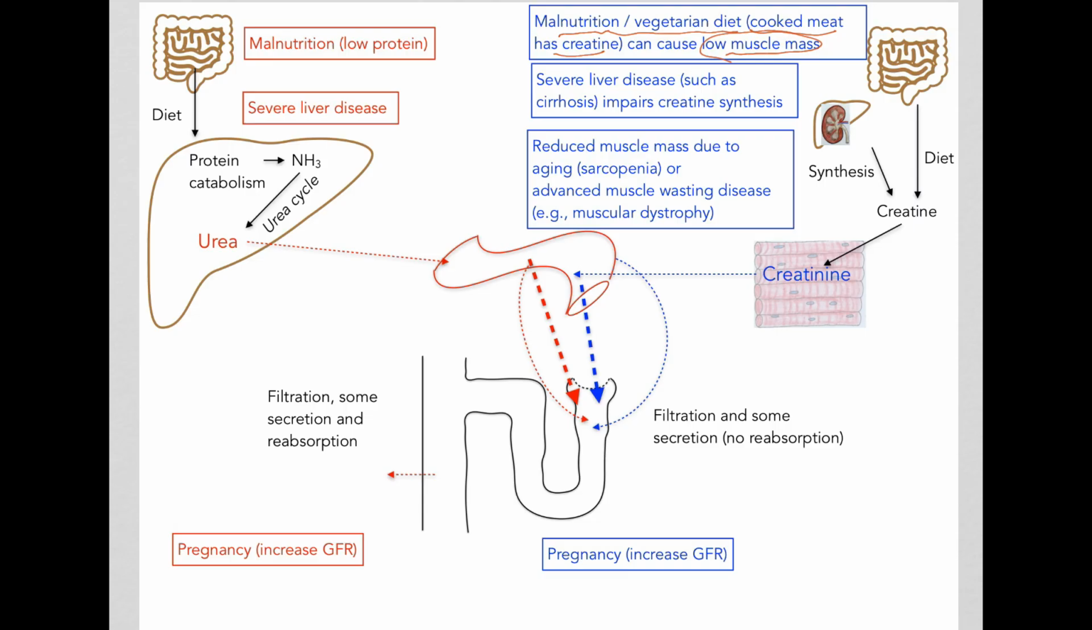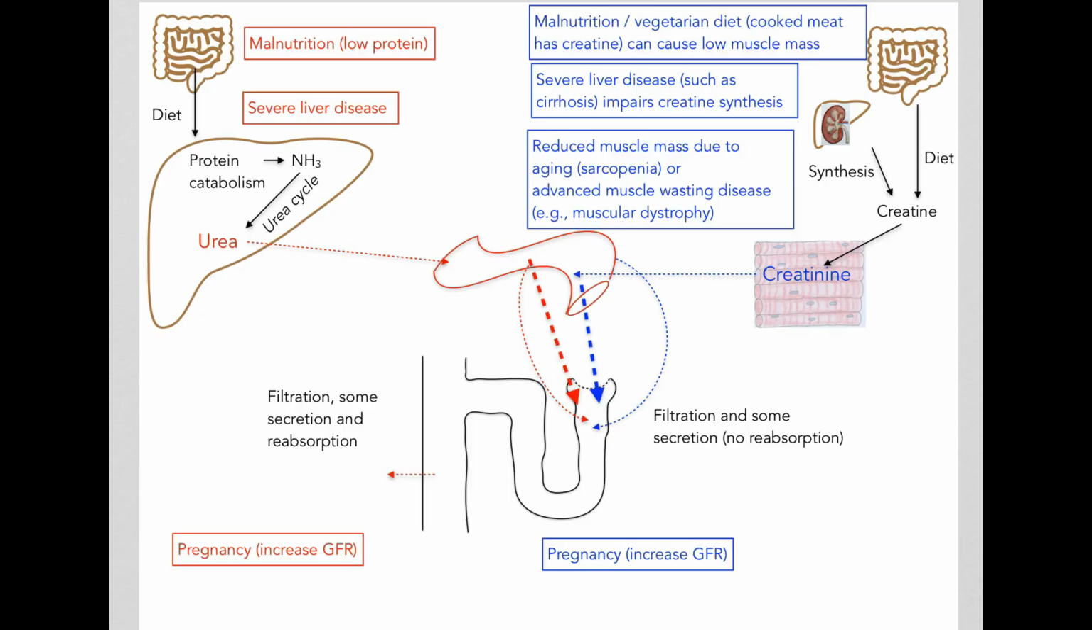Another reason one can get low creatinine is liver disease, because as we mentioned earlier, creatinine comes from not only the diet but also synthesis by the liver. Anything that causes reduced muscle mass, so for example aging, as we age we lose muscle mass, that will reduce the amount of creatinine, that's called sarcopenia, or any disease where there is muscle wasting, such as muscular dystrophy, that will reduce the serum creatinine levels.